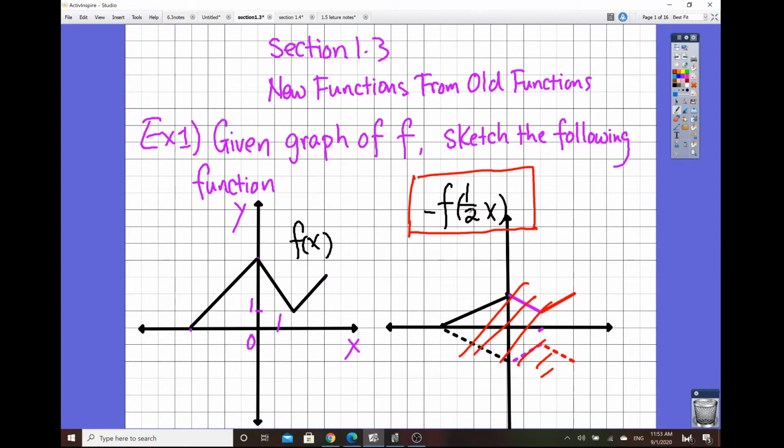First, whatever the value of x that you have, you always want to convert that to 1/2 x. So we can set up the column: x, and then 1/2 x. Whatever we have for the result of 1/2 x, we put into f of x. Then the final result, we want to convert to its negative, which means its reflection over the x-axis.